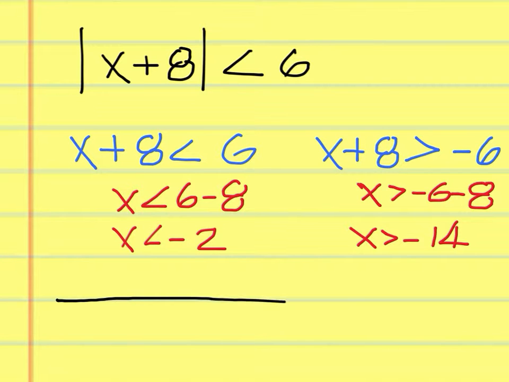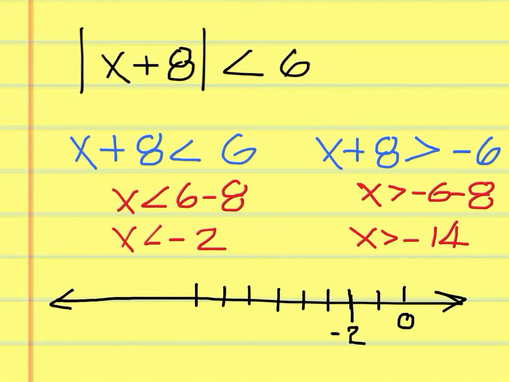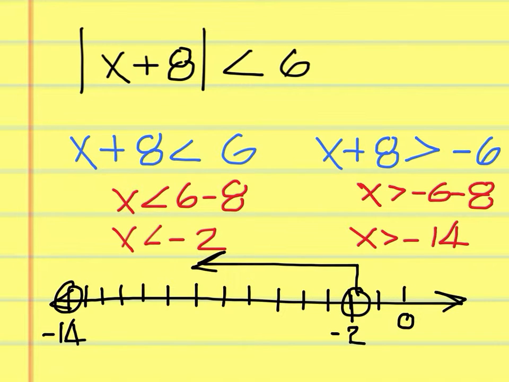If you go to the number line and find negative 2 and negative 14, here's 0, there's negative 2, and then 3, 4, 5, 6, 7, 8, 9, 10, 11, 12, 13, 14, negative 14. These are both open dots. X less than negative 2 would go up and over this way. And x greater than negative 14 would go this way.